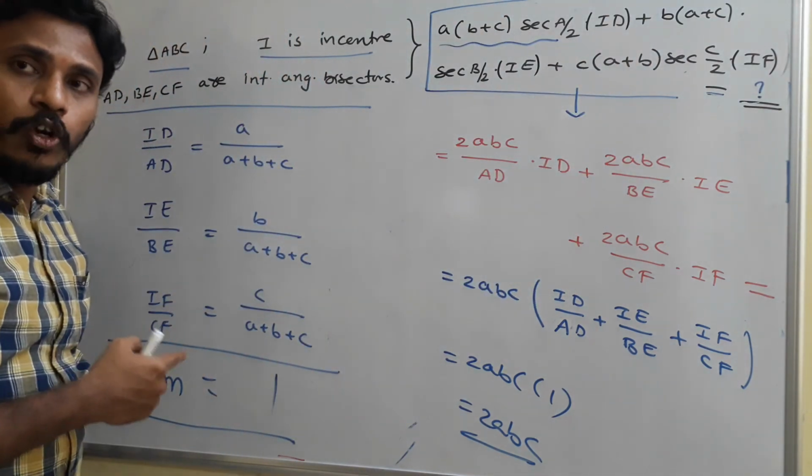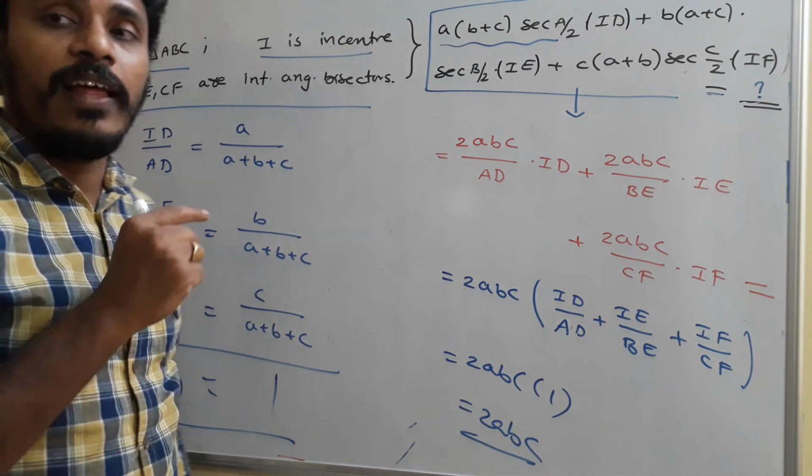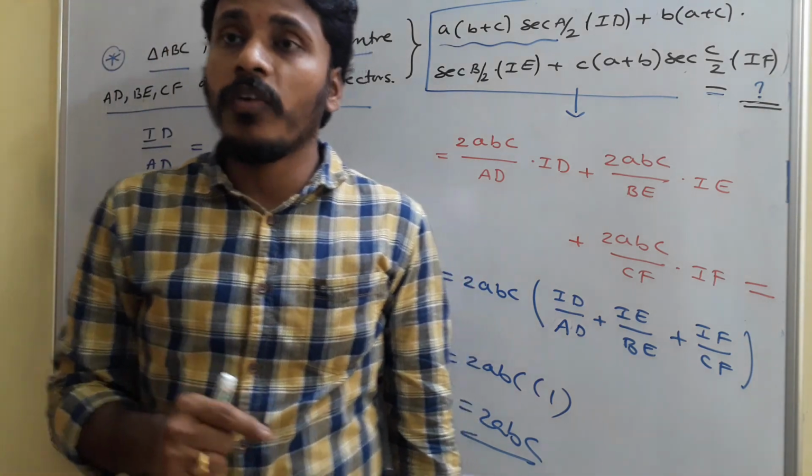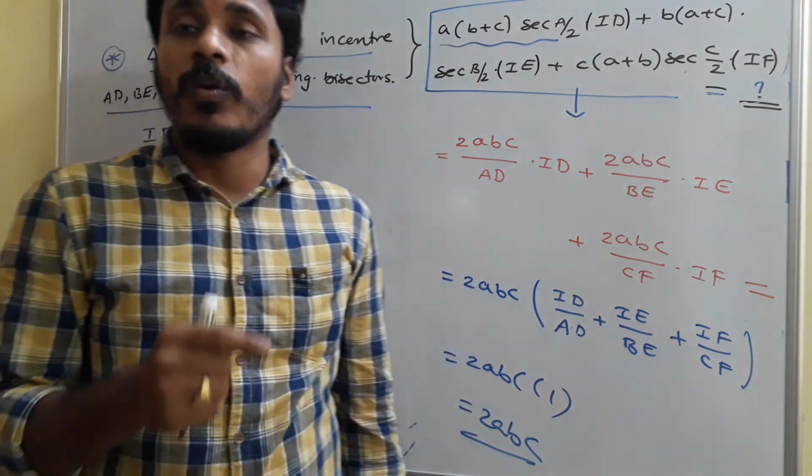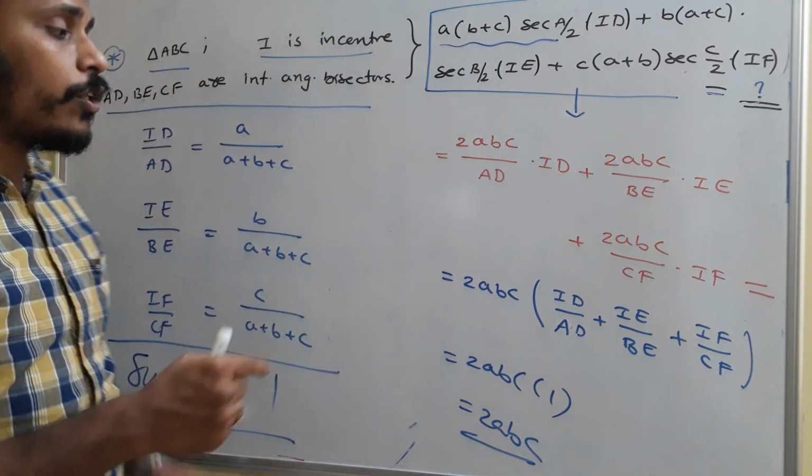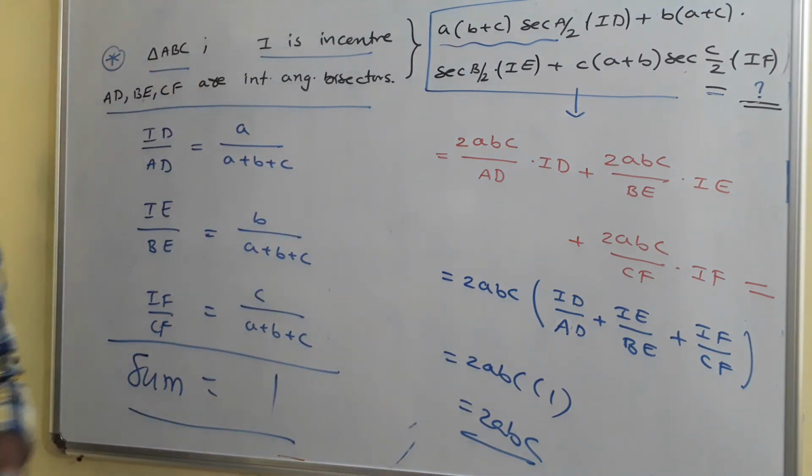Just have a look. The problem involves the length of the angular bisector along with the ratio in which the incenter divides the angular bisector, and some logical simplification and calculation is also involved. Have a look.